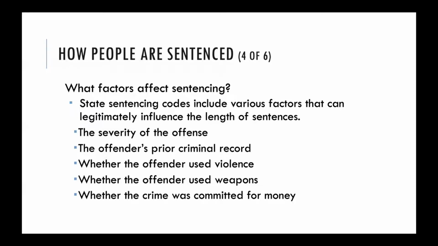Did the offender use violence? Did the offender use weapons? Was the crime committed for money? These are all things that people tend to consider when they are sentencing, particularly the violence and the weapon. For obvious reasons, you want to disincentivize someone from trying to do anything basically with a firearm. So anyway, judges sentence more severely in cases involving the most serious criminal charges. People with prior felony convictions are much more likely to receive prison time than those convicted of misdemeanors.